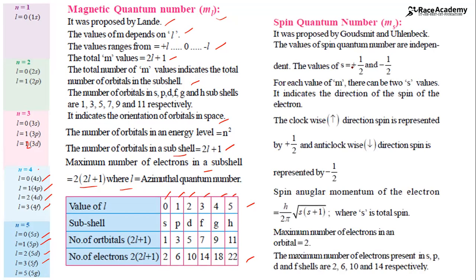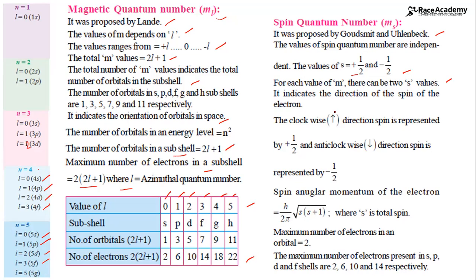Next one is the spin quantum number. It was proposed by Goudsmit and Uhlenbeck. The values of the spin quantum number are plus or minus half, but it does not come from the Schrodinger equation, you have to remember that. Each value of m can have two s values. That means one electron in the orbital can have two values, one plus and one minus.